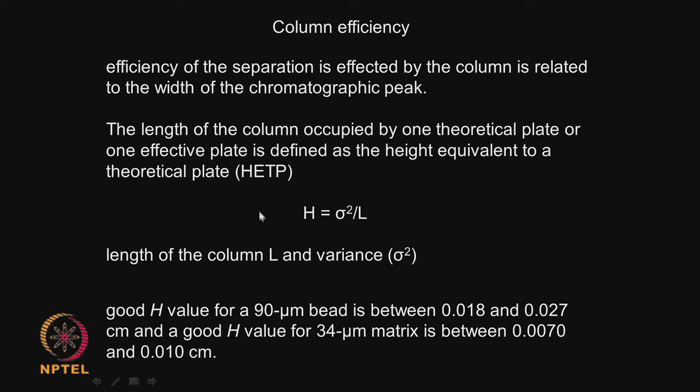So, H is given like this, H is equal to sigma square by L. H is called the height equivalent of a theoretical plate. So, the smaller the H, suppose I am comparing two columns and H of one column is lower than H of another column, then I can say that particular column is more efficient than the other column. If I have two columns and the number of theoretical plates of one column is higher than that of the other, I can say that column has better separating efficiency. How to calculate the number of theoretical plates? We will come to that soon.